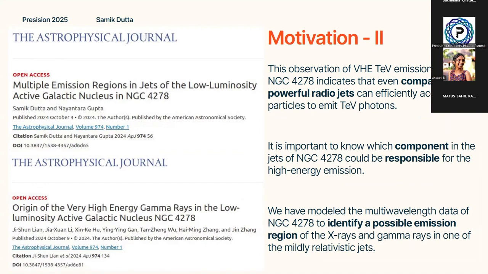So this is where our work comes in. We are trying to model this source in order to understand and identify a possible emission region which can be responsible for this high energy emission. Simultaneously, there was a group from China doing another work on this source. Later on, there have been 2 more papers published on this source in the last year.